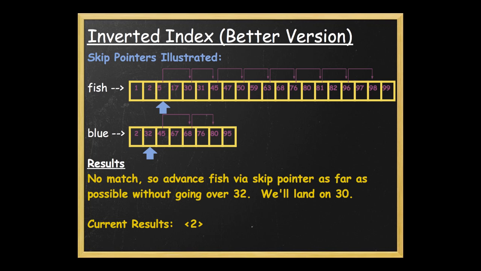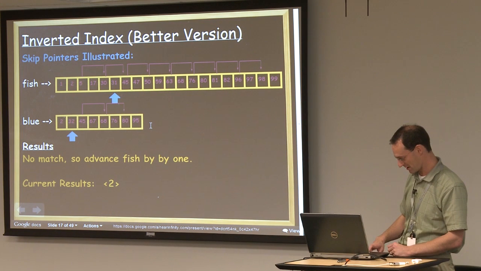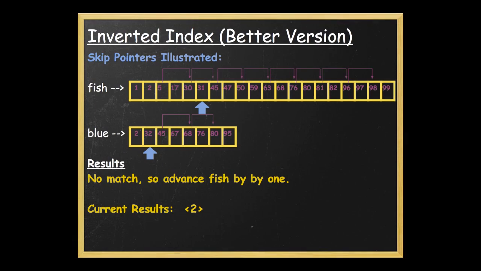So there's no match. We advance via skip pointer as far as possible without going over 32. So we end up landing here. There's no match, but we don't advance the skip pointer since 45 is, I think my animation is ahead of my text. Since 45 is more than 32, we advance fish by 1 instead.